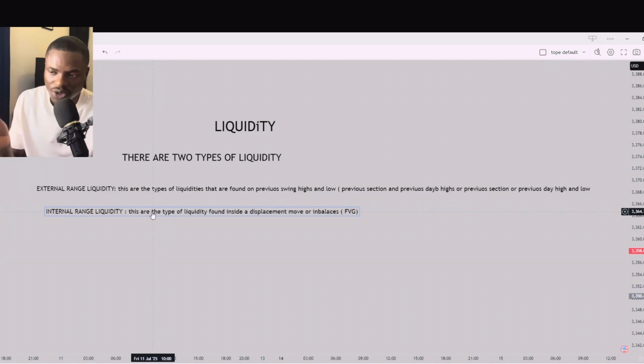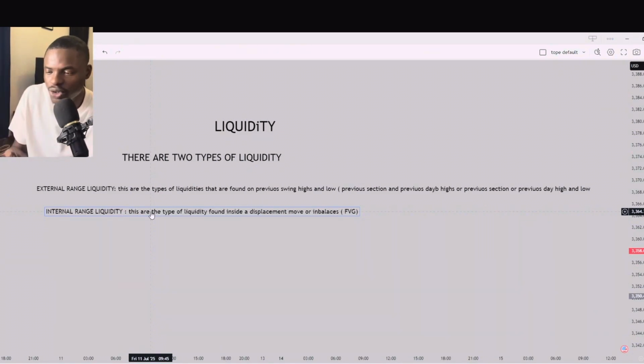The external range liquidity is the type of liquidity that is found on the previous session high, previous day lows, and swing highs and swing lows. Those are where you find the external range liquidity. And the internal liquidity, you can find inside a displacement move or an imbalance. Whenever you have a displacement up or down, there's always an imbalance inside that place that price needs to come back to fill, that liquidity or that gap, before buying. So that's what an internal range liquidity is.